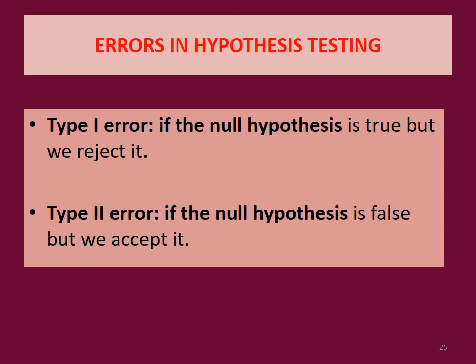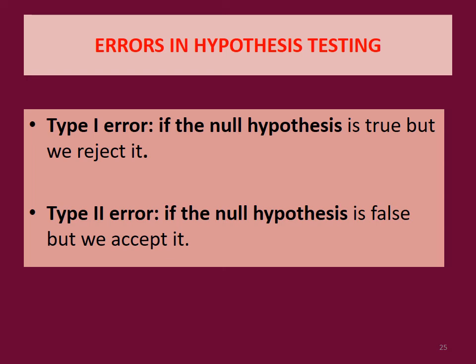As a summary, you need to know only these two actually. I could explain more, but if you know these two, that is enough. Type 1 error is if the null hypothesis is true, but we reject it. Rejecting the null hypothesis even though it is true. Then type 2 error, if the null hypothesis is false, we accept it. Accepting the null hypothesis even though it is not correct. It is false, even though it is false, we accept it.